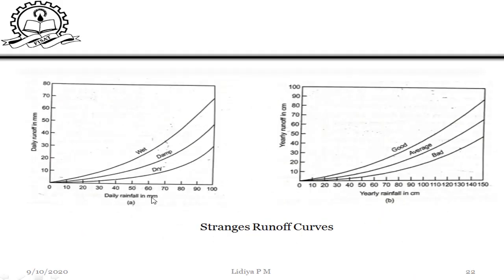Then he developed some curves. First one is the daily runoff, based on the daily rainfall data. He developed curves to calculate the daily runoff. Say if the daily rainfall is 40 mm, and it is a damp area, the daily runoff will be nearly 7 mm. From this curve we can calculate. Similarly, based on the yearly rainfall data, he developed a curve to calculate yearly runoff for good, average and bad catchments.